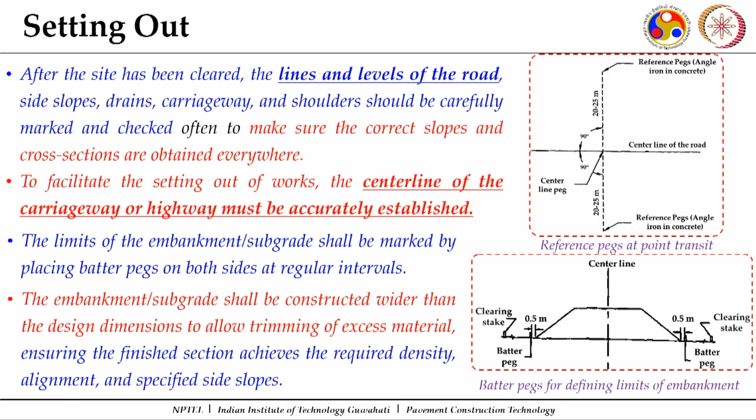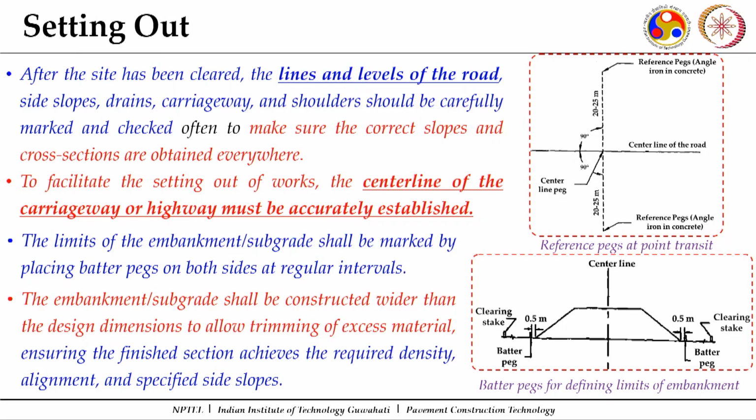Now once cleaning and grubbing is done, the important aspect that comes up is the fixing of lines and levels of the road. So this is important. After the site has been cleared, the lines and levels of the road, side slopes, drains, carriageway and shoulders should be carefully marked and checked. So now comes the exercise of the surveyor team. They are going to put up these lines and levels with the help of different kinds of pegs which we are going to place here.